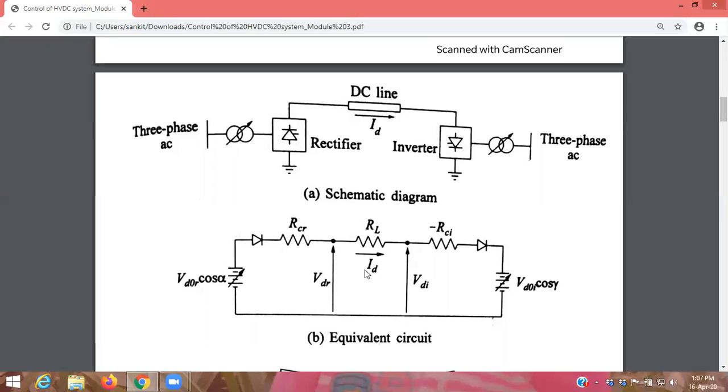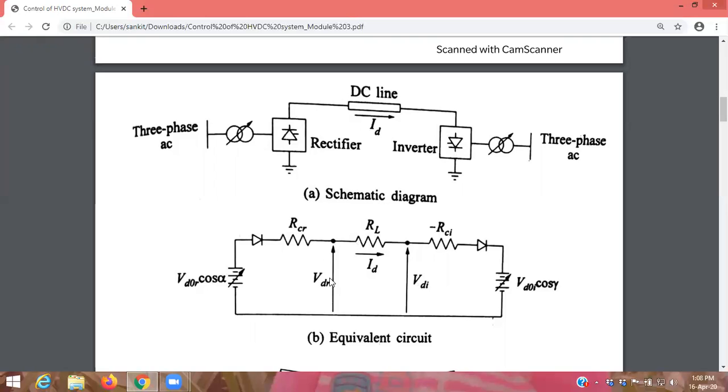Okay. This is the DC voltage. VDR is the DC voltage across the rectifier terminal. Similarly, VDI is the DC voltage across the inverter terminal. Okay, now see, what I have said is that I can change the value of this VDR. That means, what I have said is that the power flow through this DC line can be controlled.